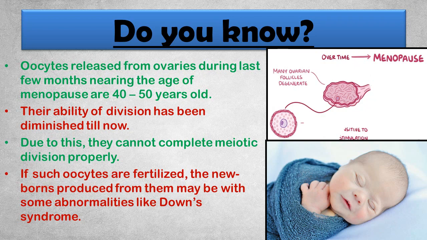So students, it is a syndrome in which a child has one extra chromosome, number 21, present. That is, instead of 46, the child has 47 chromosomes.